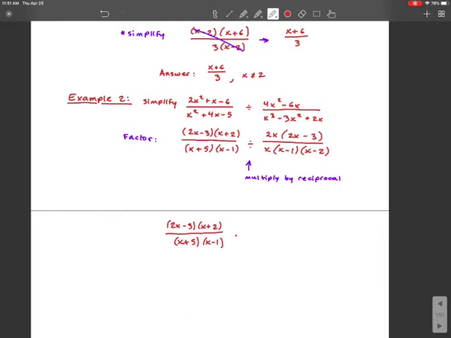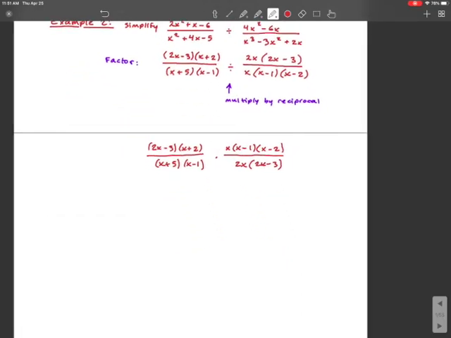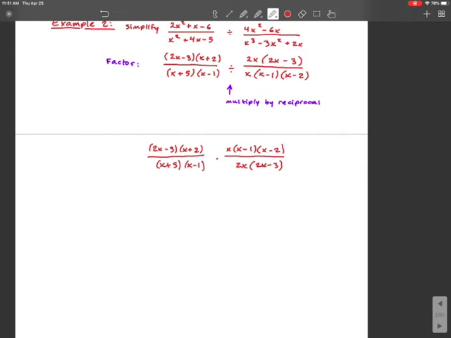At this point, now I can list my domain. So what's x not allowed to equal? What would make this one be 0? You can do that in your head. Negative 5. Positive 1. 0. And that one's a little bit harder. 3 halves. Okay, so that's my domain.